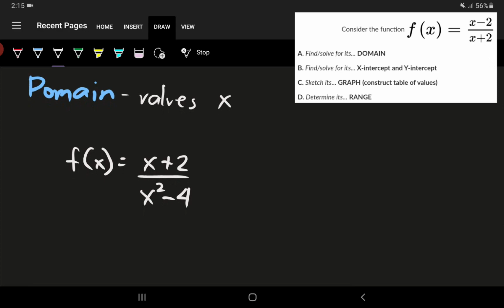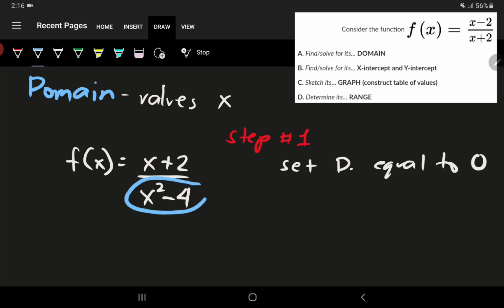Therefore, for step number one, let's equate or set the denominator equal to 0. Just set the denominator, or letter D, equal to 0. So let's solve this one. We have this given denominator, so just equate this to 0. Therefore, it will give us x squared minus 4 is equal to 0. And this time, we need to solve for its roots. We may encounter a linear equation or quadratic or any other form of equation. Anyway, our task is to solve for x.